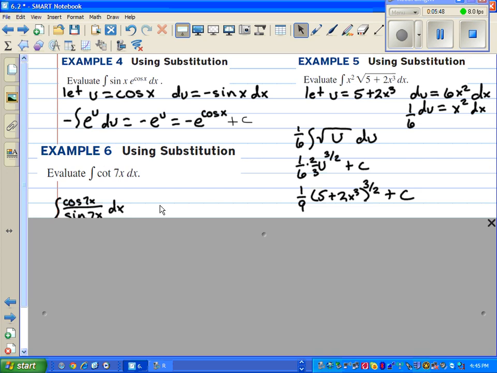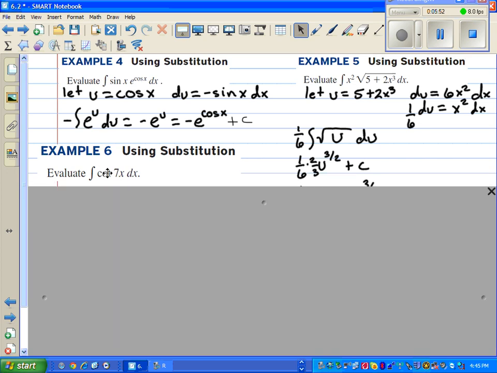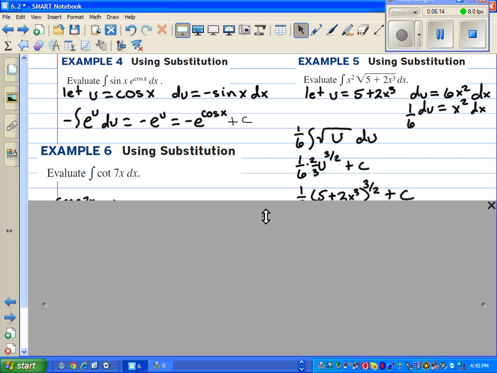In example 6, we are asked to evaluate the cotangent of 7x dx. Well, we know what the derivative of cotangent is, I know I said cosine before, it's cotangent. The derivative of cotangent is negative cosecant squared, but we're not taking the derivative, we're taking the antiderivative. And we don't know what we take the derivative of to get cotangent. So we're going to have to manipulate this function a little bit.